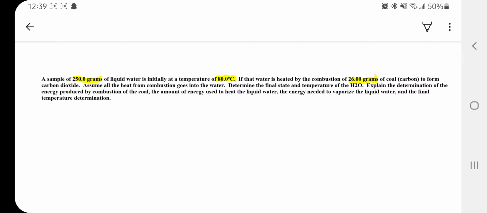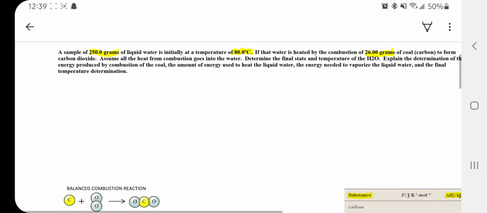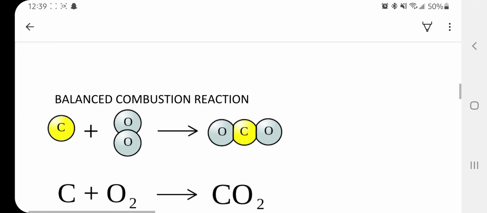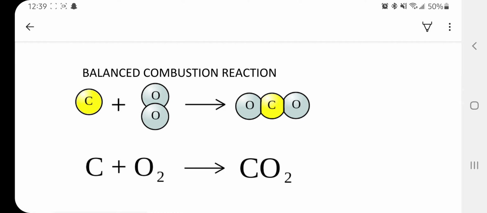So, what we need to do first is balance the combustion reaction, which is fairly simple, as it is just carbon plus oxygen to form carbon dioxide.